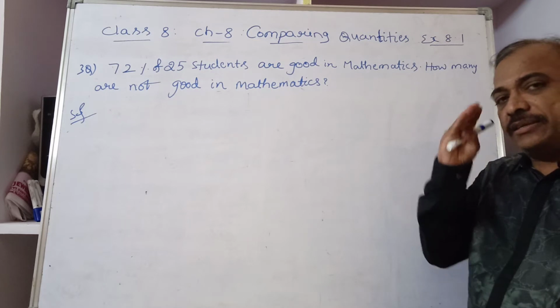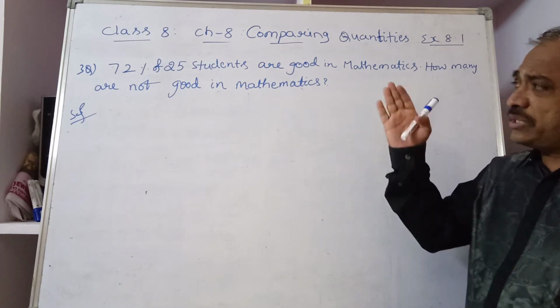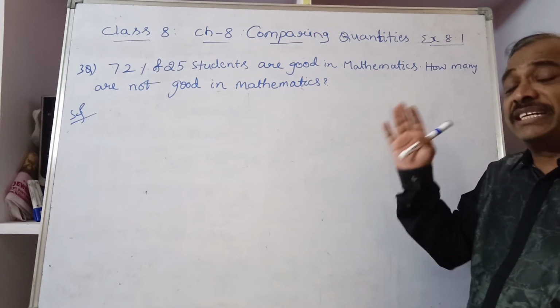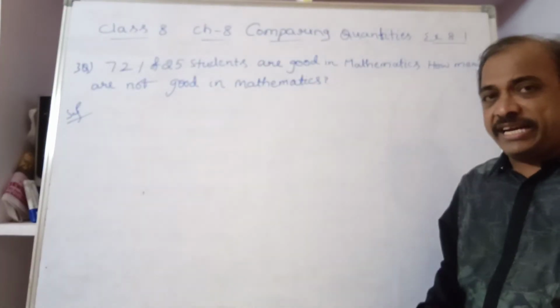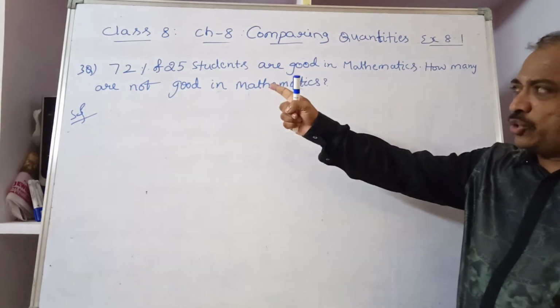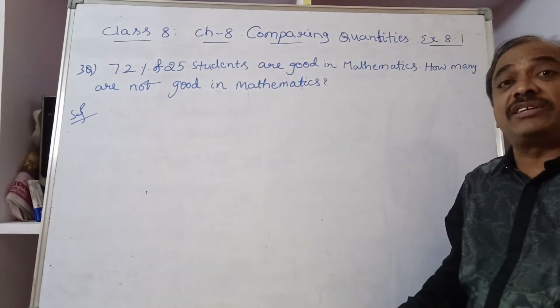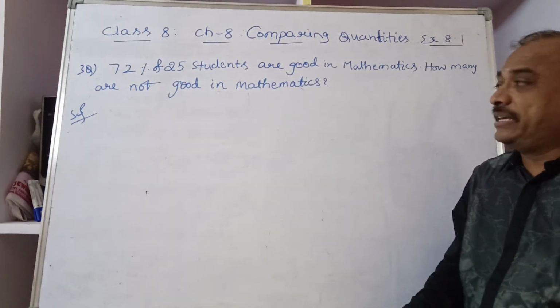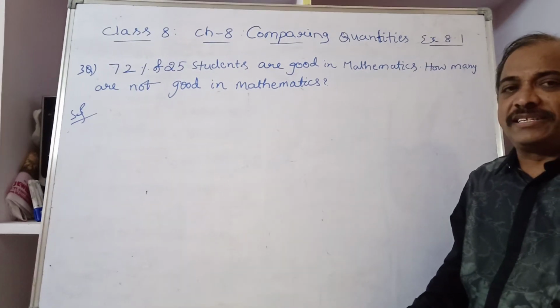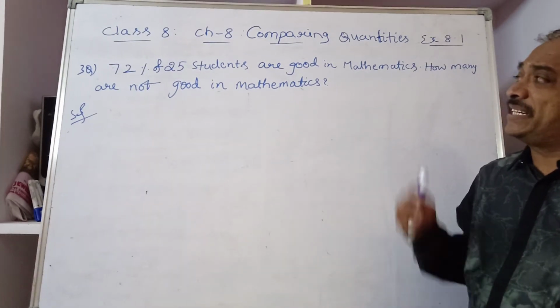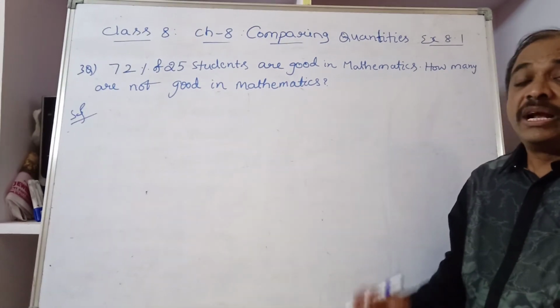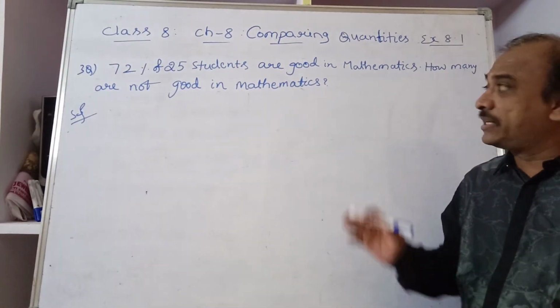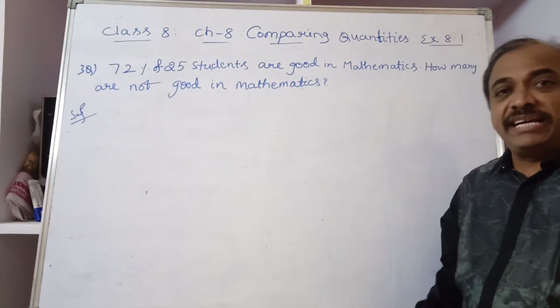Think in a logical way. So out of 100, 72% is good. What percentage is not good? Percent means per 100, 100 by 100. So 72%, 72 by 100. Leftover is how much? Yes, it is 28%. 28% are not good. Directly, if you calculate 28% of 25, the answer remains the same.